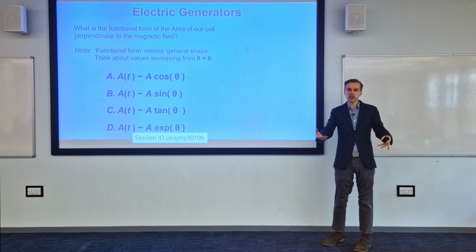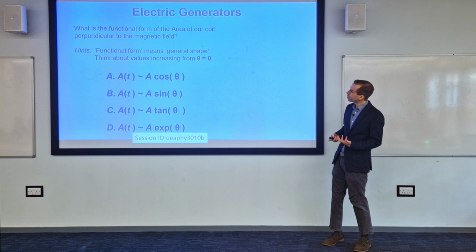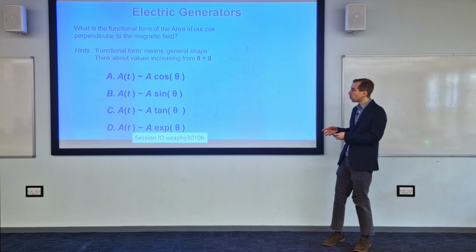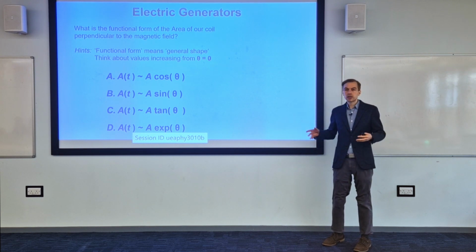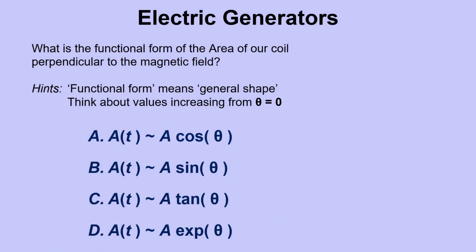So we don't know exactly what it is. We're just thinking about what's the general form of the equation. So when we're thinking about our area versus time, as we're rotating the coil, which of these would we say is the functional form for how that varies with angle? So if you're not sure about this one, have a think about the area versus time. Think about what that area is when the angle is 0, when the time is 0. Which of these is going to give us that functional form for the area versus time?